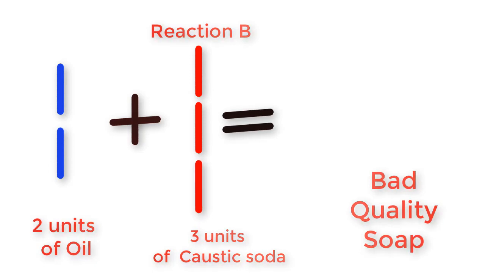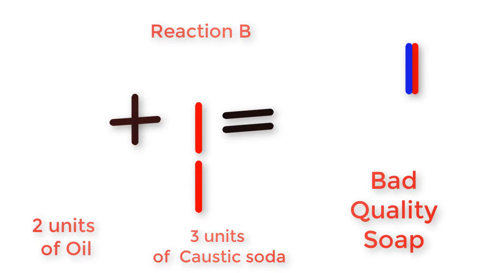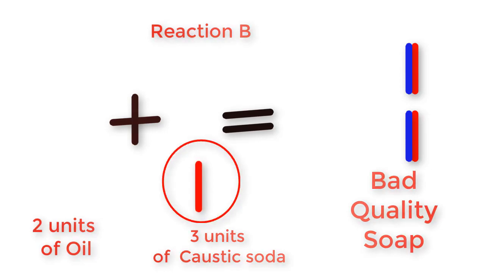2 units of oil combined with 3 units of caustic soda. So let's see why it is going to give us a bad quality soap. 1 unit of oil combined with another unit of caustic soda to give a unit of soap. Another unit of oil combined with another unit of caustic soda, CS, to form a unit of soap. At the end of the day, you will notice that 1 unit of caustic soda is left behind in the reactor, and this will also mix with the soap.